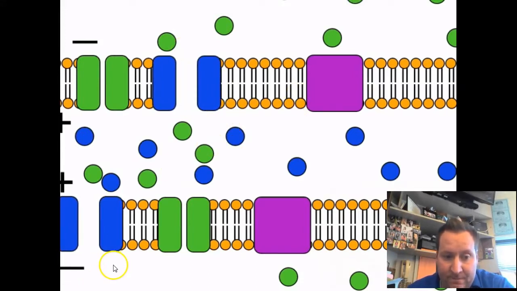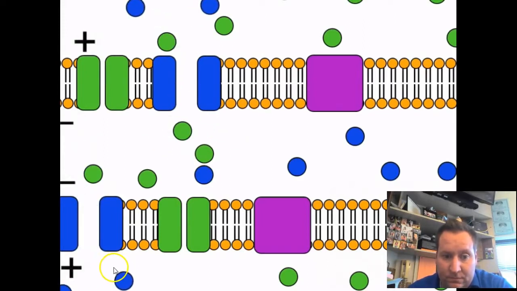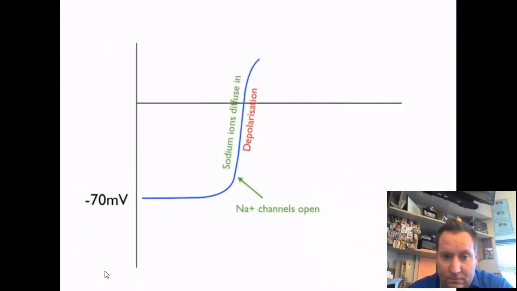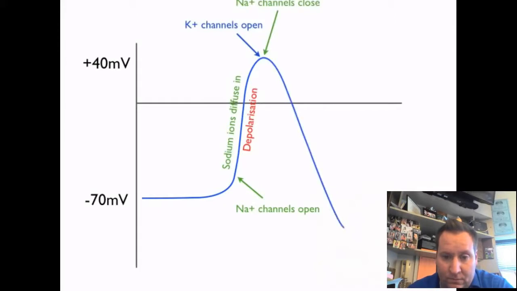This swaps the polarity of the membrane again, so that the inside is now more negative than the outside. And we can see on the graph that depolarization generally reaches around plus 40 millivolts before these potassium channels open. As potassium ions diffuse out, this causes repolarization of the membrane, as the inside becomes more negative again.